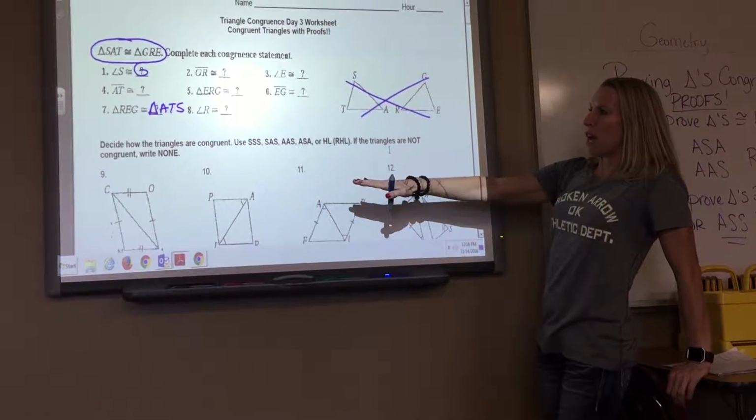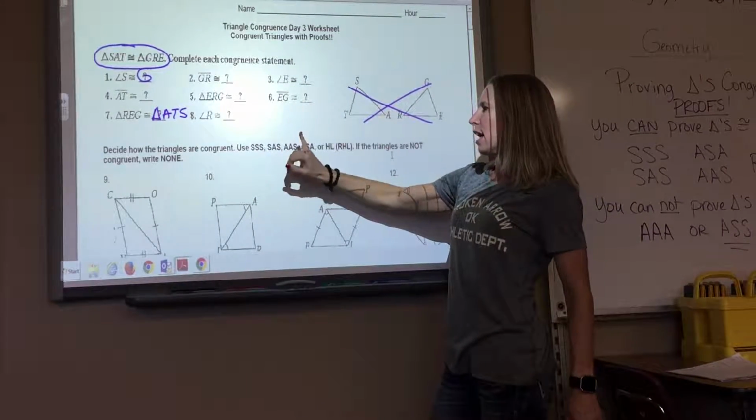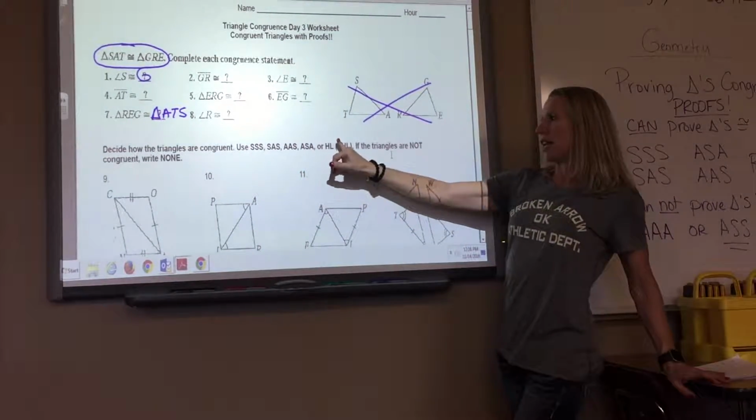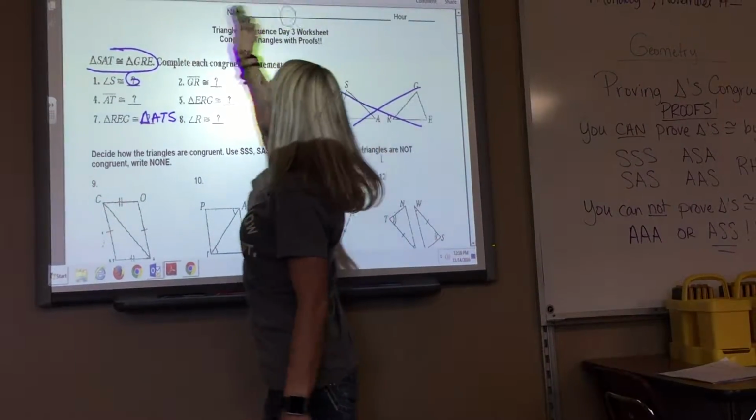Okay, starting with number 9, you're going to say why the triangles are congruent. You're going to use side, side, side, side, angle, side, angle, angle, side, angle, or HL. Some of the triangles are not congruent, so you write none.